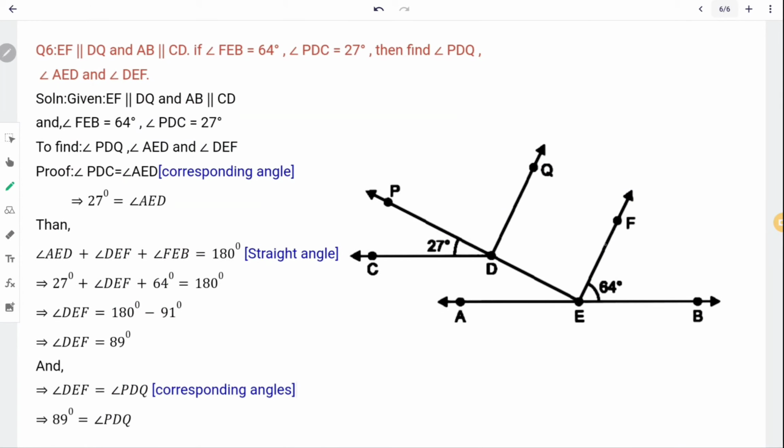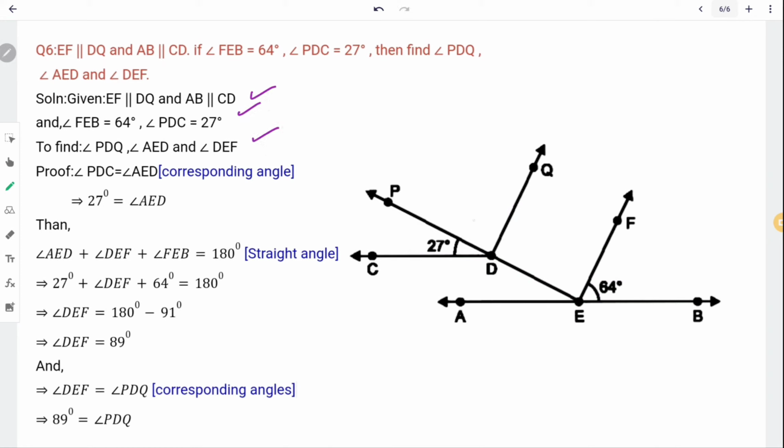So here they have already given us that this line is parallel to this line, and then AB, this line is also parallel to CD. All right, then FEB, this angle is 64, and then PDC, this is 27 degrees. What do we also find? PDQ, we're going to find this, and then AED, even this, and then DEF. So three more angles we need to find. Okay, so write down the given and then what is to find.